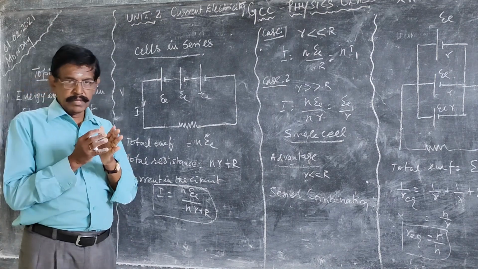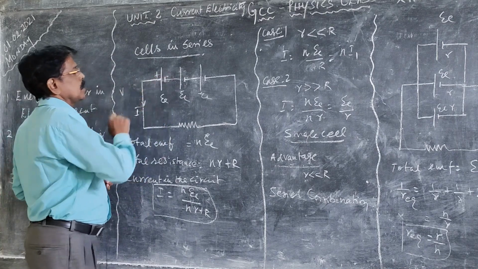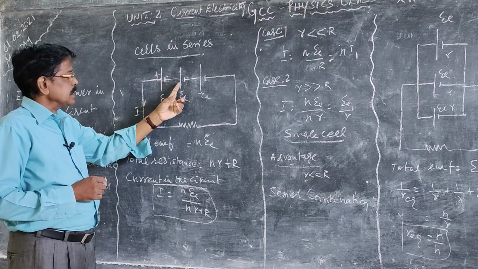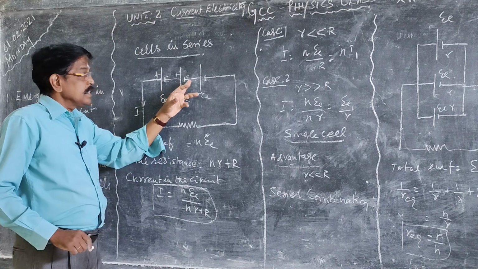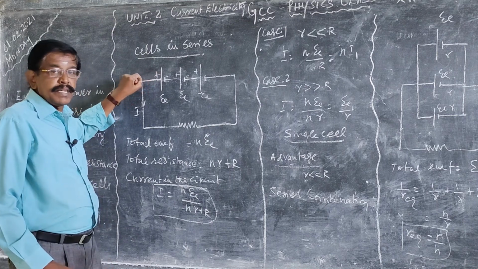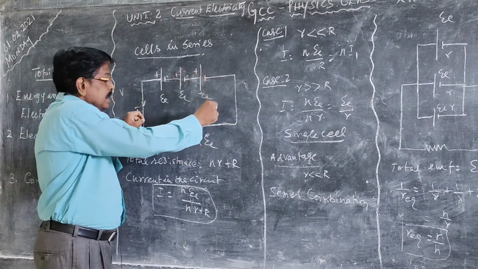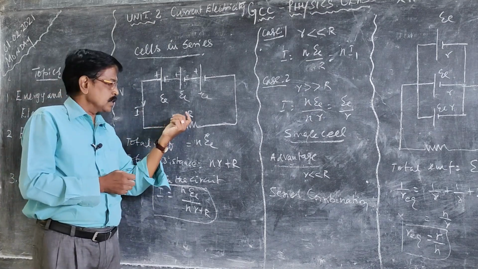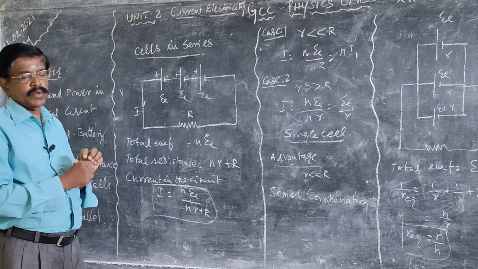A cell consists of a positive terminal and a negative terminal. The bigger line represents positive; this is the symbol for a cell, and the smaller line represents the negative terminal. The negative terminal of the first cell is connected to the positive terminal of the second cell, the negative terminal of the second cell is connected to the positive terminal of the third cell. The free end, the positive terminal of the first cell, and the negative terminal of the last one are connected across the external object, that is, the external resistance R.